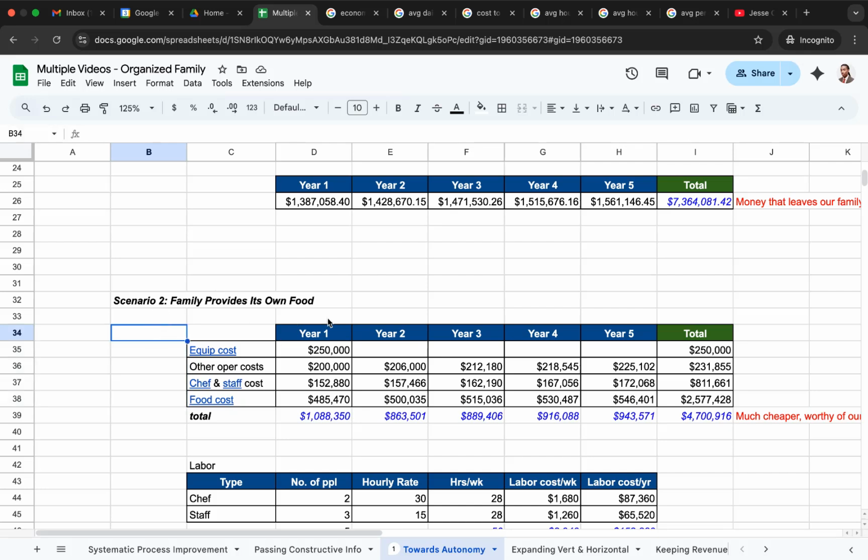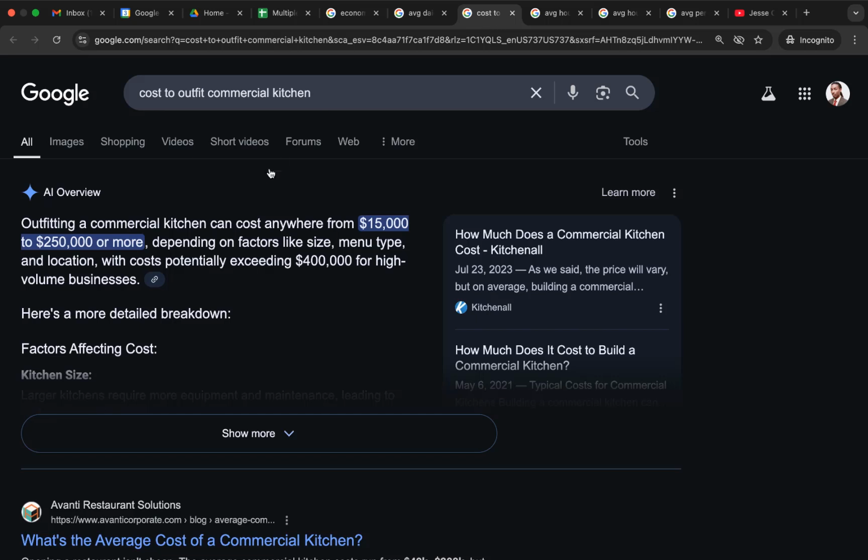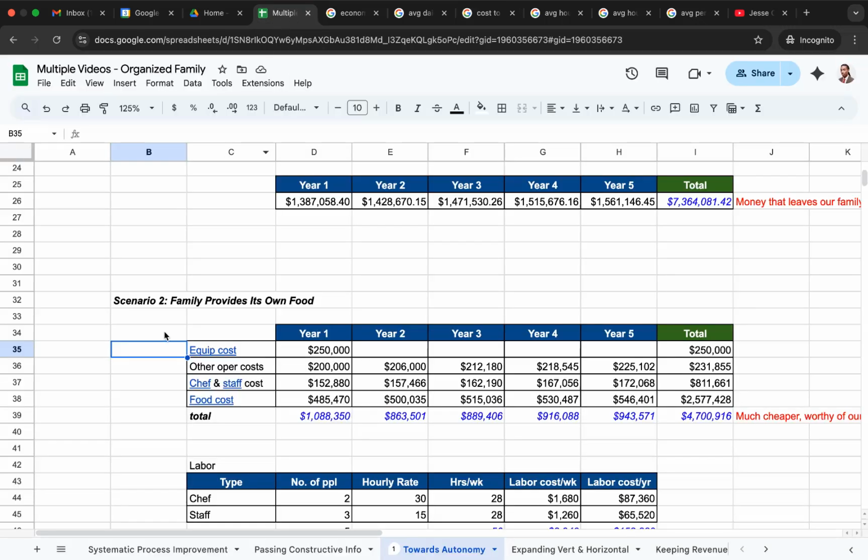So let's say for instance in year 1, we had these startup costs in year 1. The first cost is this equipment cost, and I've already opened up this tab to see, okay, how much it would cost us to do that. So this says outfitting a commercial kitchen can cost anywhere from $15,000 to $250,000. I'm just going to assume the worst case scenario and say it costs us $250,000 to build a commercial kitchen that we need to service everybody in the family. Okay, so that's why you see this 250 here, 250 here.